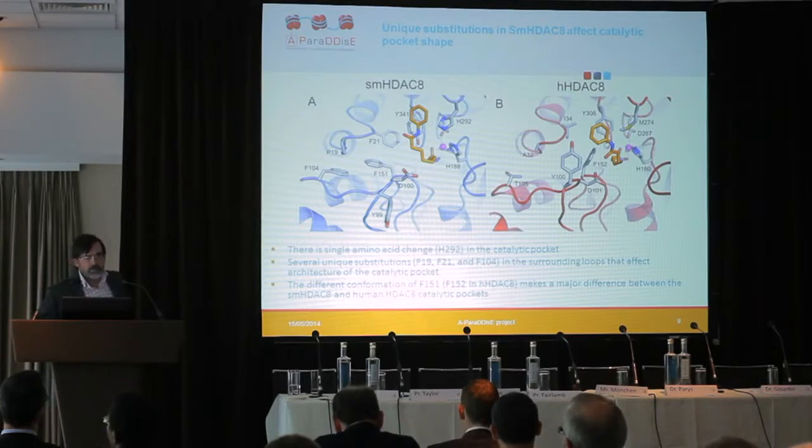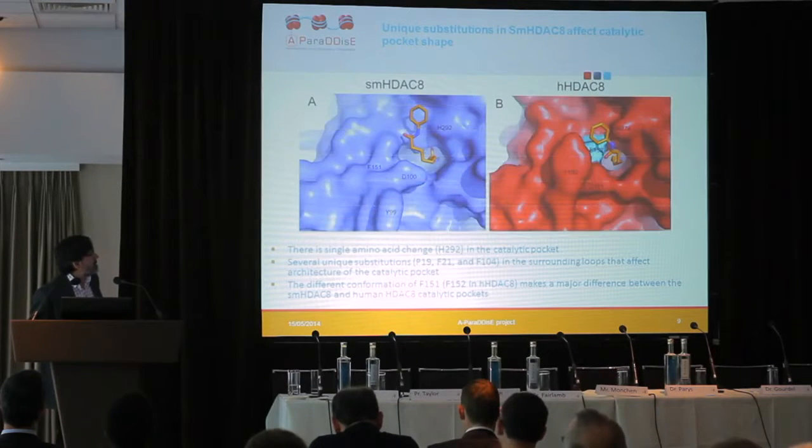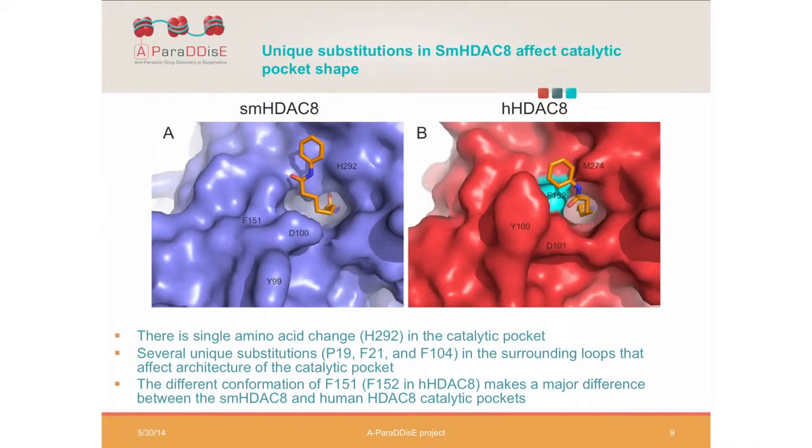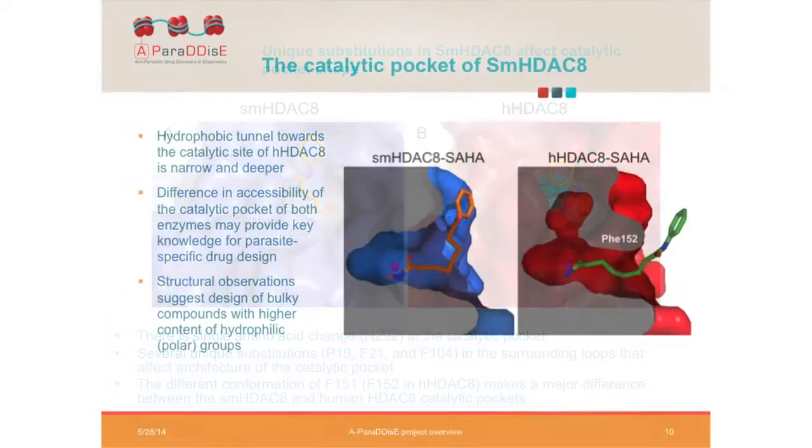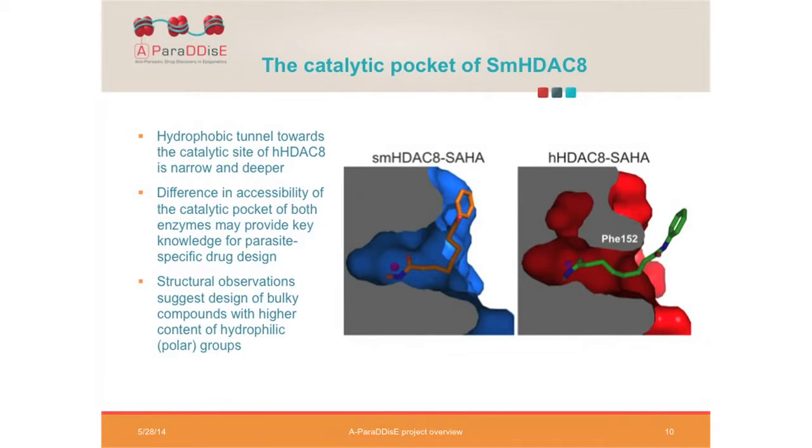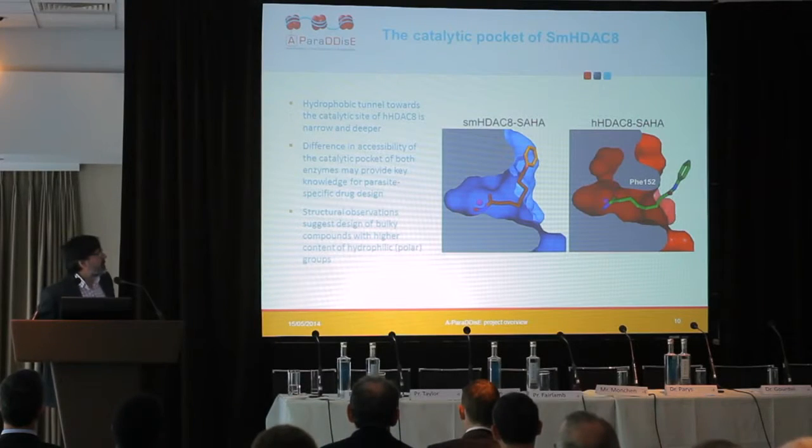Now this leads to a difference in pocket architecture, which we think we can exploit. You can see it leads to a slightly broader and shallower pocket. This is clearer from a side view. So we think that this should allow us to design compounds which are bulky and have perhaps a higher content of hydrophilic groups to exploit the charge difference as well in order to get selectivity.